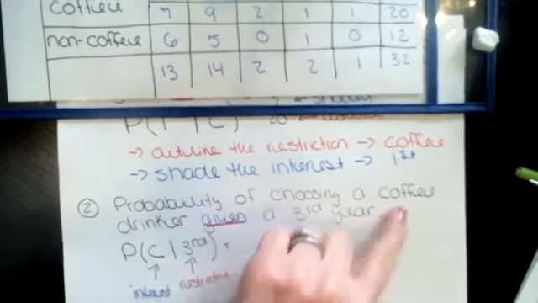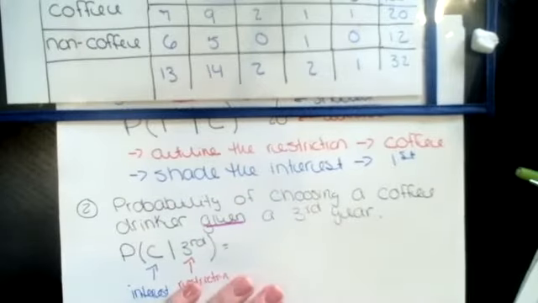So what's the probability of choosing a coffee drinker? Right there. I'm interested in that, right? That's what I'm trying to find my probability of. So let's take a look.